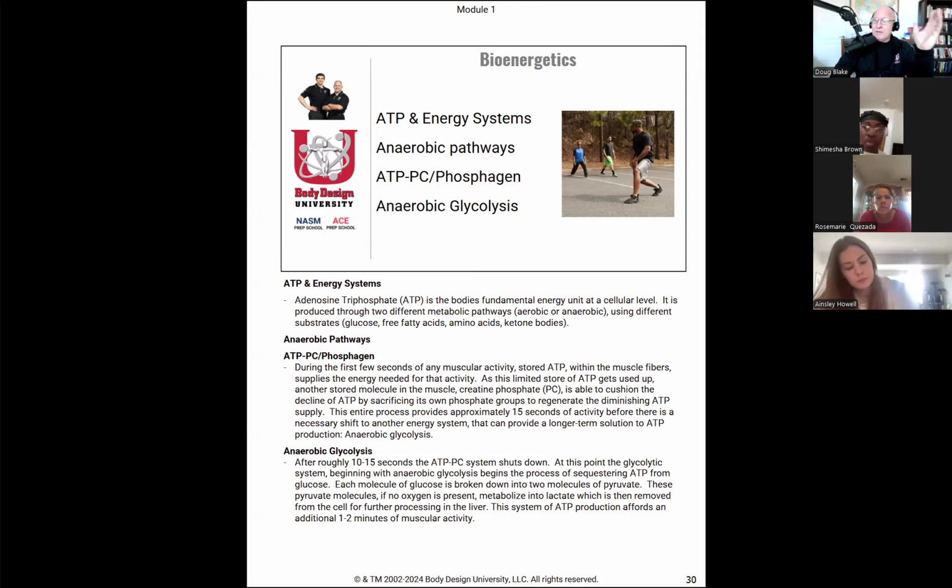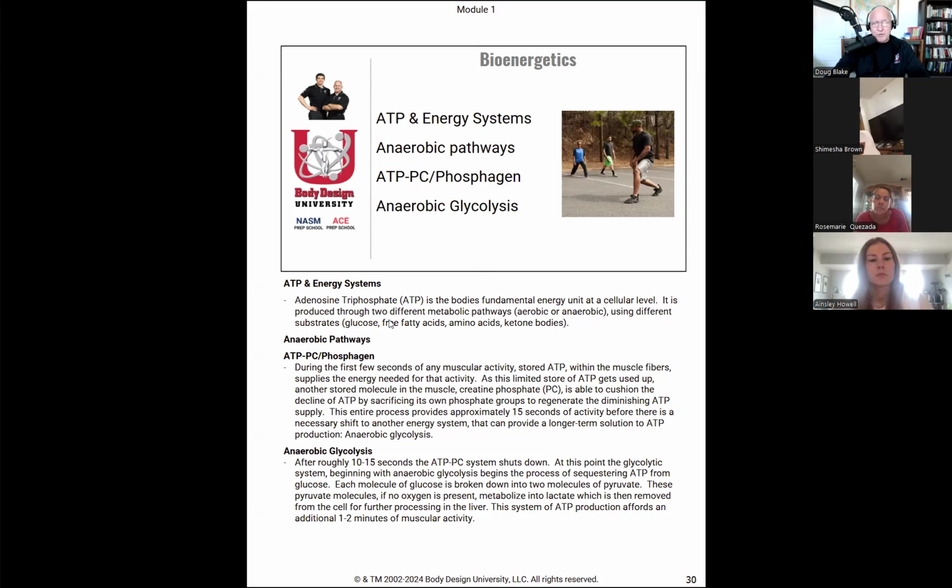Doesn't matter what you eat, doesn't matter what's going on in your endocrine system, doesn't matter what's going on anywhere else. At the end of the day, in the cell, muscle cells for instance, cells are able to perform their many functions because we have what's known as ATP, and ATP has a very specific way in which it is able to provide energy. And so that's where this first heading title comes from, ATP and energy systems. So it's a fundamental energy unit.